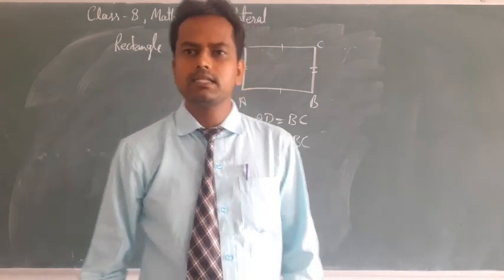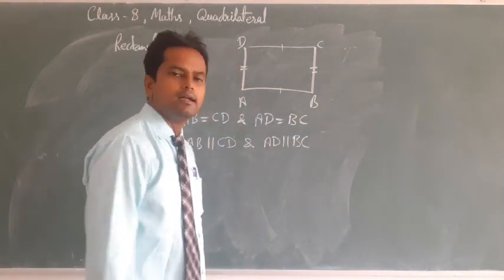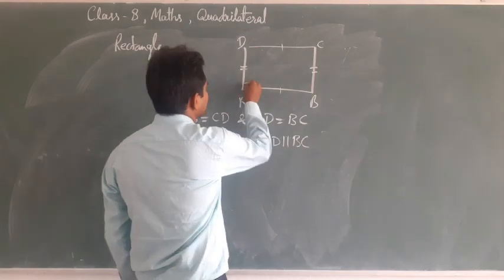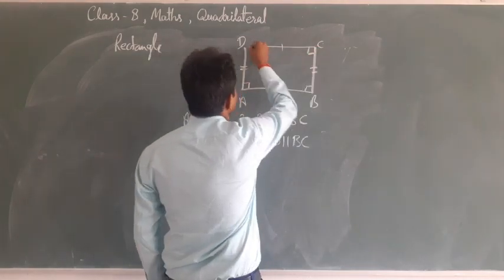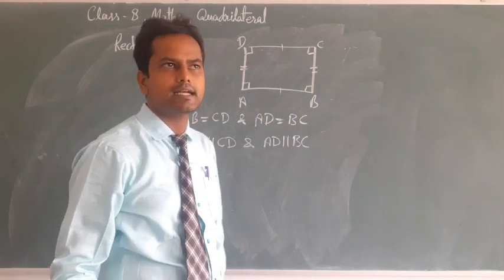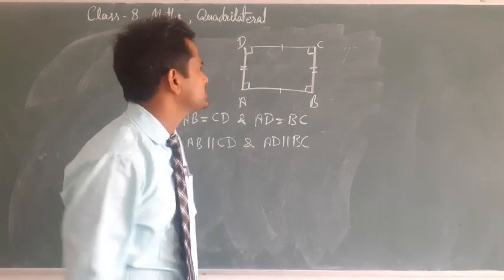And the four angles in a rectangle are 90 degrees. It means angle A, angle B, angle C and angle D. All angles in a rectangle are equal and that value is 90 degrees.